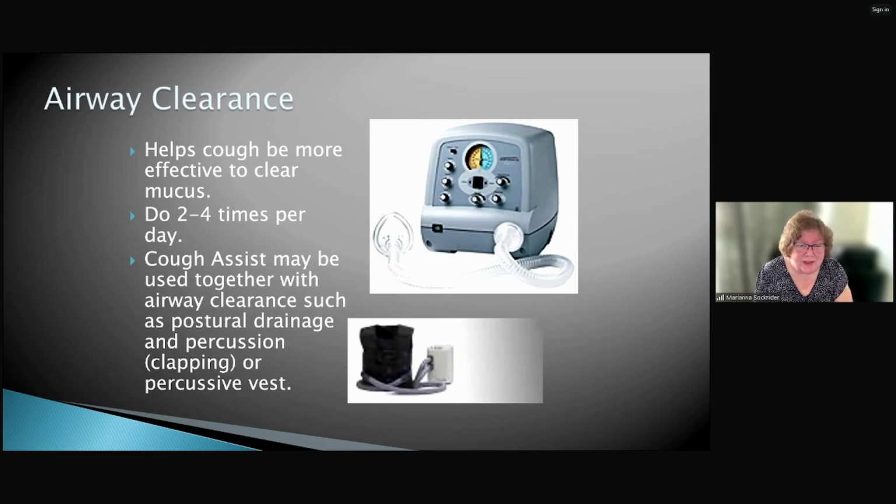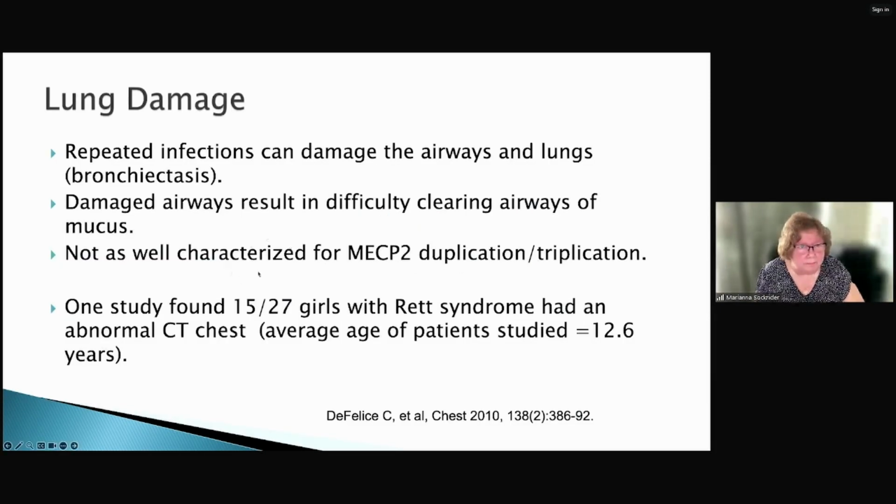So a cough assist device is a device that pushes air in and then has a negative pressure, sucks the air back out, trying to induce some cough. And that's an example in that upper picture. And a percussive vest is another way of clapping on the chest, which one can also do manually, to help loosen secretions, but the child still has to be able to get them to the main airway and then cough them out.